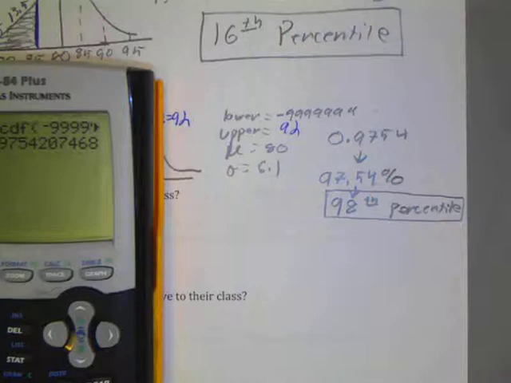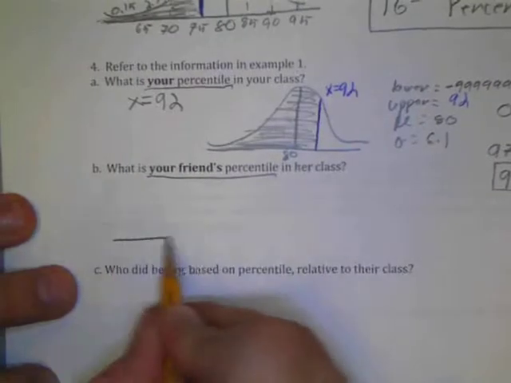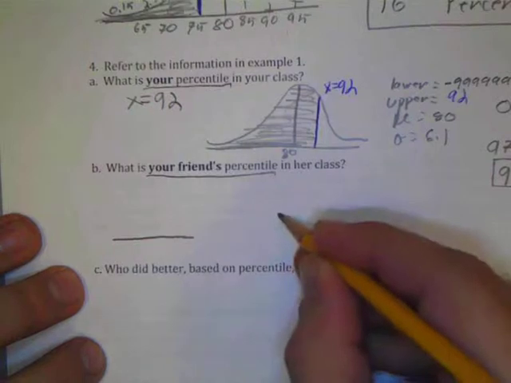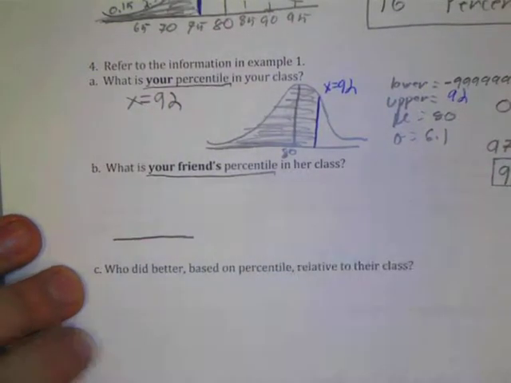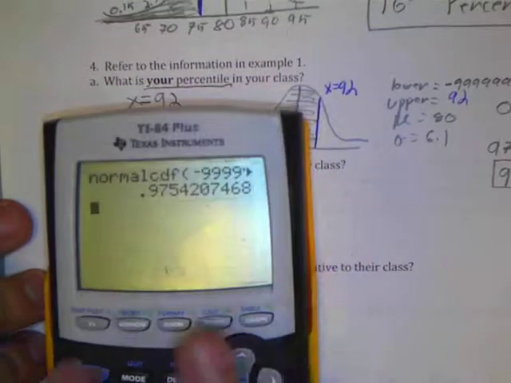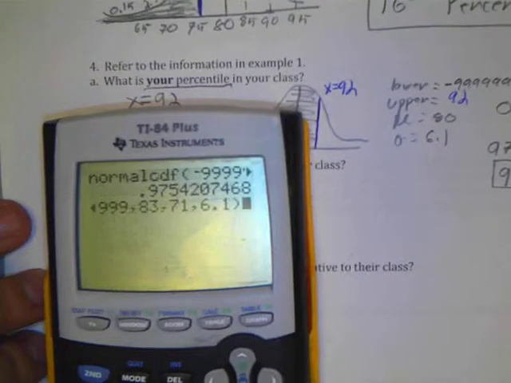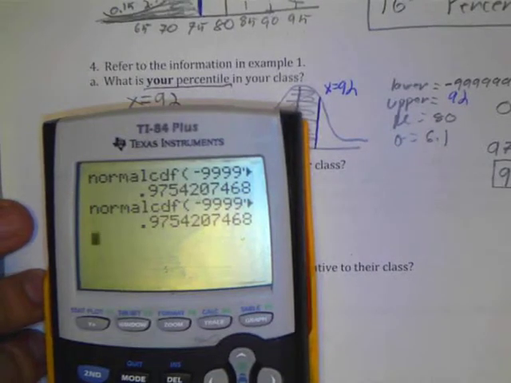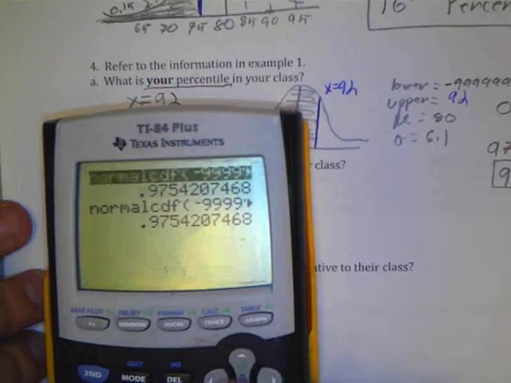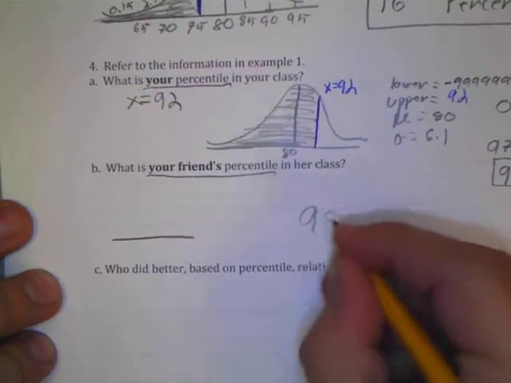All right. What I want you to do is take a couple minutes, find the percentile of B, and say who did better based on their percentile. Go ahead and pause the video. All right, now that you've had time to answer these, let's go ahead and use this one real quick. So you should have negative 99999, and the upper being 83, the mean being 71, and standard deviation being 6.1. So we get the 98th percentile.